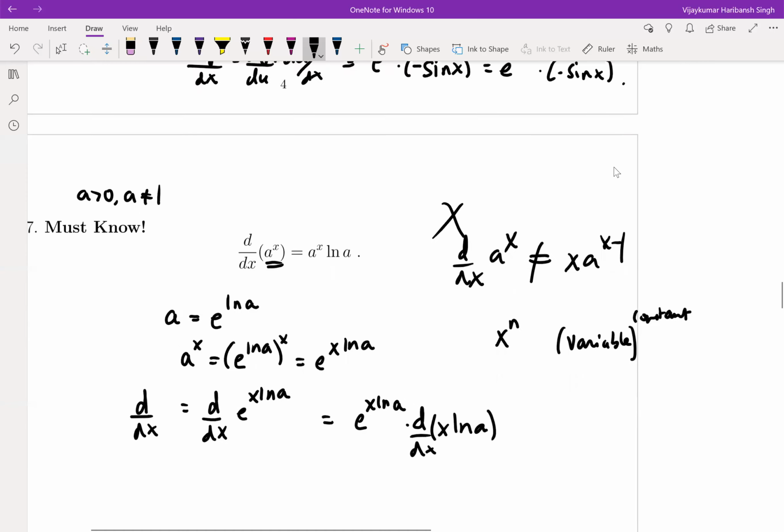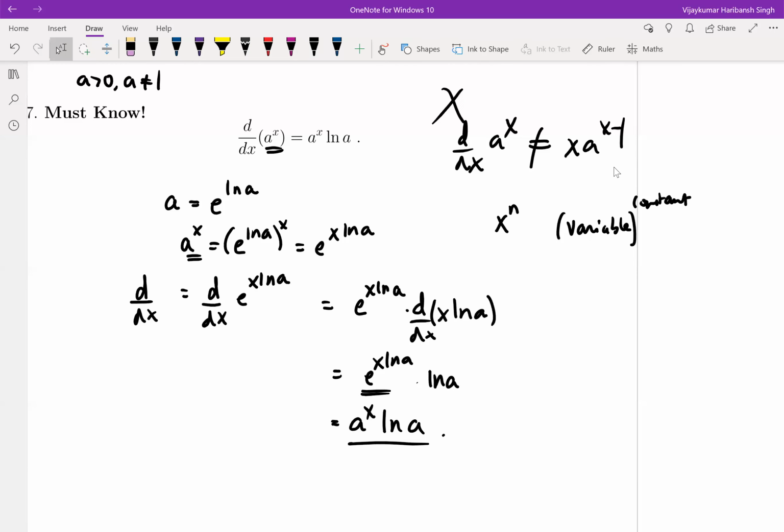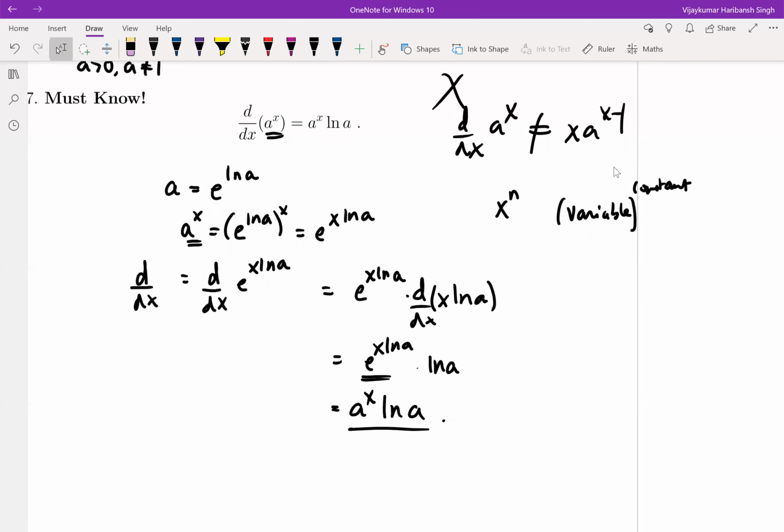Now what do we get? This becomes e to the power x ln a, and the derivative of x ln a with respect to x: the ln a comes out, it's a constant, times the derivative of x, which is 1. Now we only temporarily needed this. We'll convert it back to a to the x. So a to the x ln a. So the derivative of a to the x is a to the power x ln a.